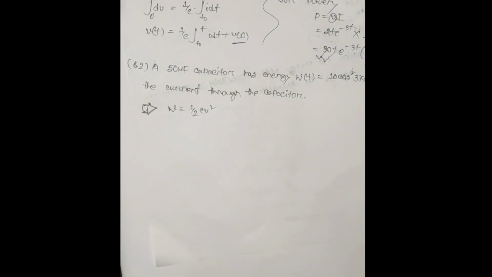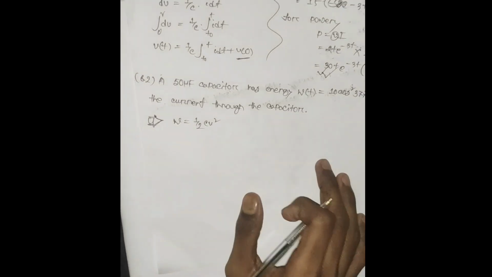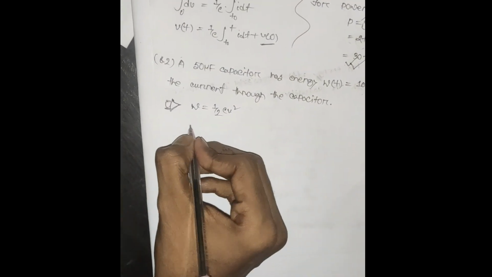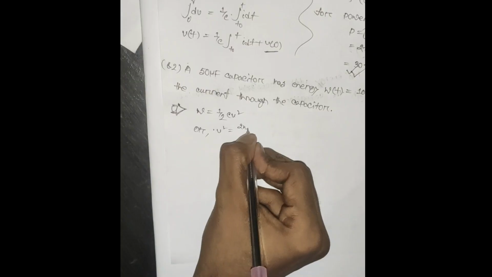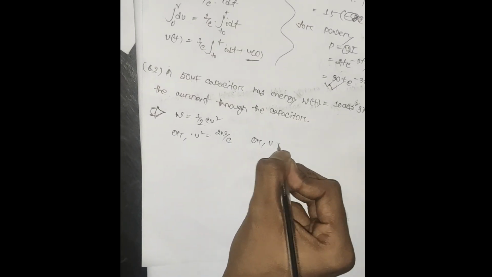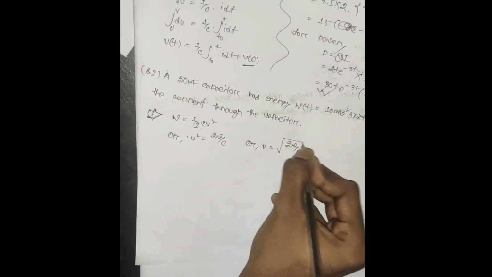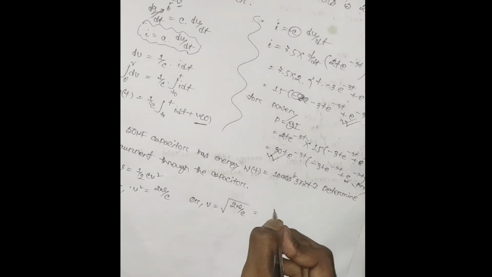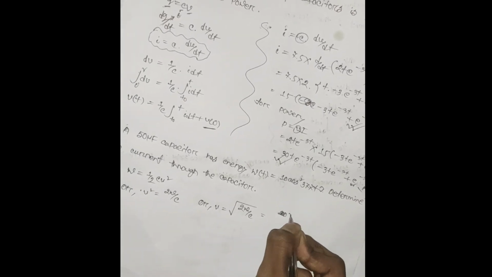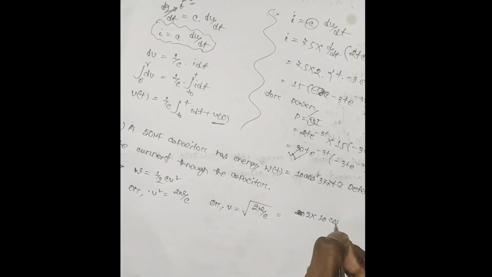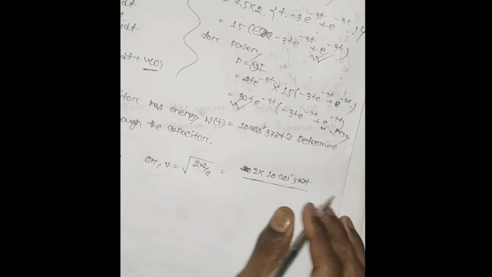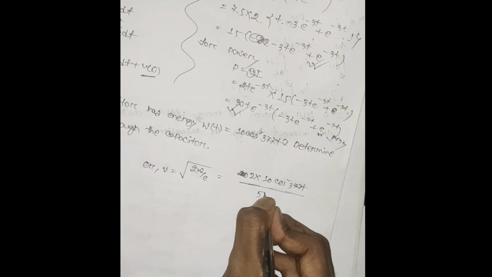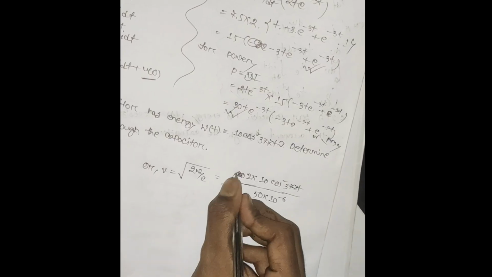If you guys need the proof, let's just comment in the video. So W equals half CV square. We may write this as V square equals 2W by C, or V equals the square root of 2W by C. So it will be the square root of 2 into 10 cos square 377t divided by C. What is C? C is the capacitance, 50 into 10 to the power minus 6 for microfarad.